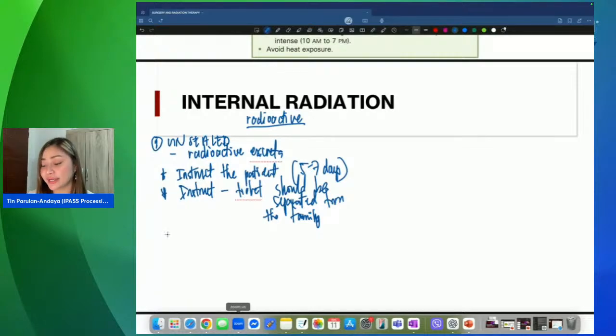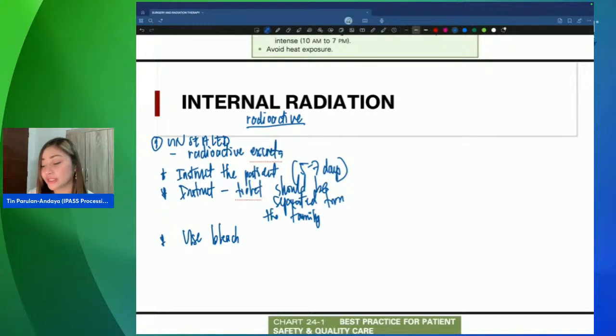So what else? Instruct your patient to use what? Use bleach. Very good. Use bleach when cleaning.